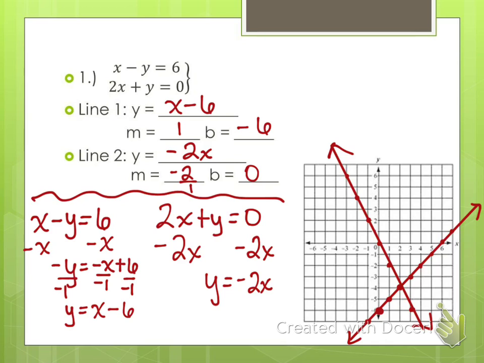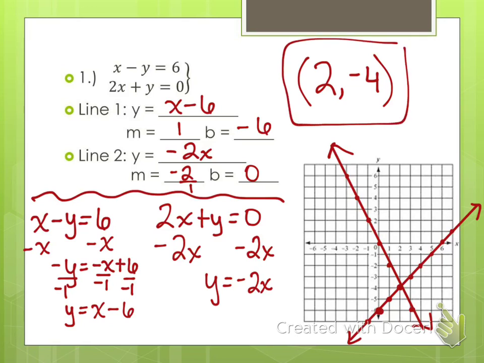Ellie? 2 and negative 4. 2, negative 4. Our answer on these is actually the ordered pair, or the point where those lines cross, which in this case is 2, negative 4. So don't do all the work and forget to actually write the answer.